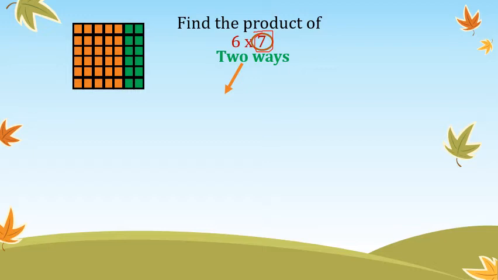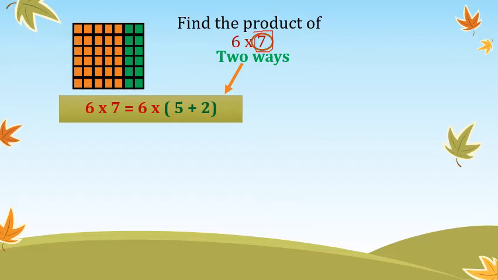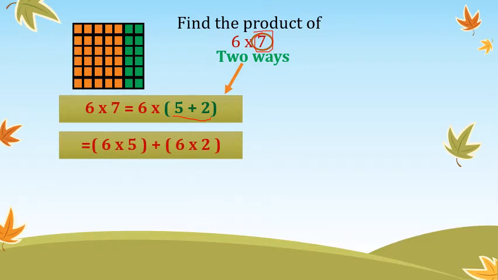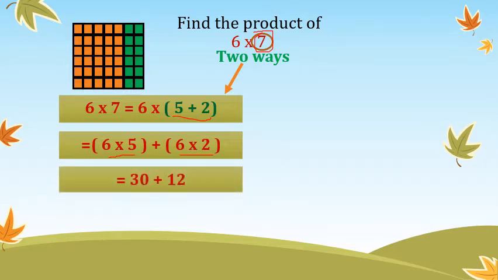Okay, so this is 6. This orange array represents 6. I broke down the 7 to 5 and 2 as here. Now, this orange array represents 6 times 5, right? And the green one is 6 times 2. And to find the total number, I'm going to add them. So now can we find 6 times 5? Yes, because I know what 6 times 5 is. 6 times 5 is easy, it's 30, and 6 times 2 is easy also, it's 12. So now we add them, 30 plus 12 is 42.